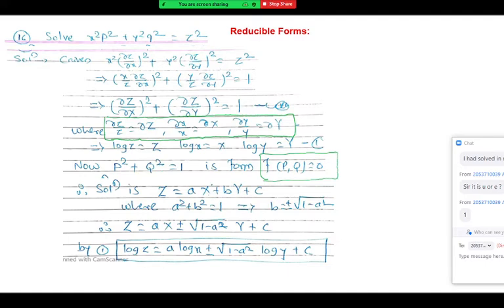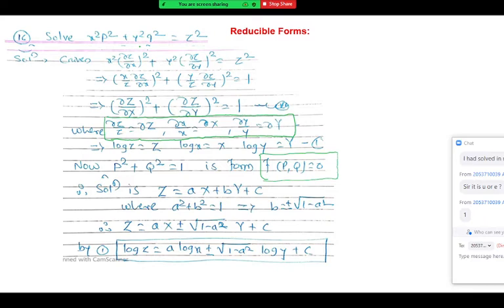And now a² + b² = 1. To eliminate one of the constants, we use that condition a² + b² = 1. So the value of b is plus or minus the square root of 1 − a², and here the value of b is replaced. At the end, we resubstitute the values of capital X, Y, Z, and that becomes a solution of the given PDE. Okay, so that is the end of the question.